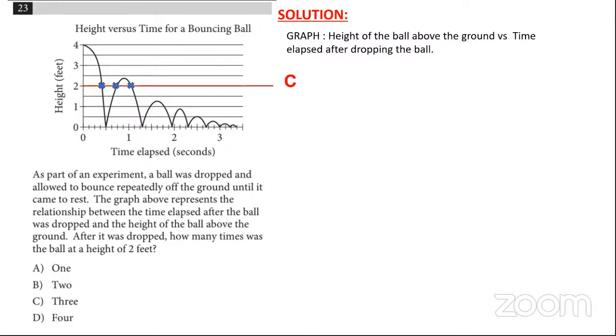Basically what we needed to find was how many times the ball hits the height 2. Here, on the y-axis, we have the height. So we have to find how many times this horizontal line corresponding to height 2 cuts the curve. Okay, so we have 3 points where it cuts. So the answer will be 3, and this corresponds to our option C.